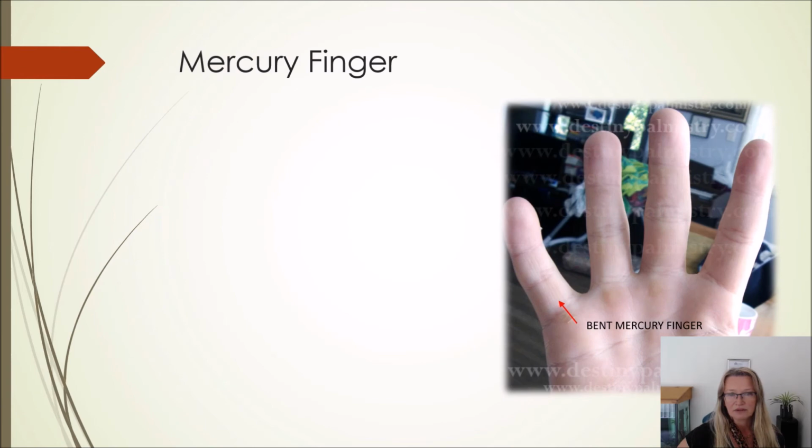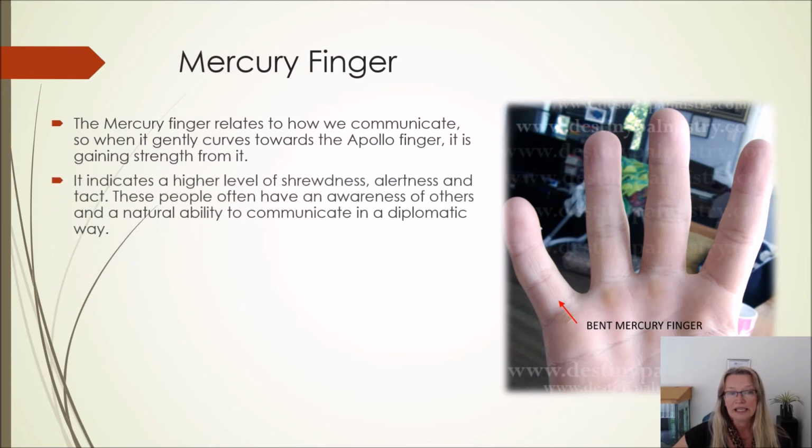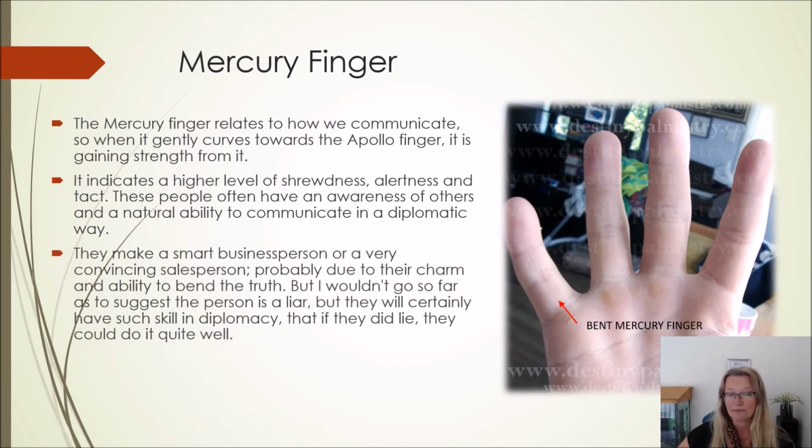Okay, now the last one, the bent pinky, the Mercury finger. That relates to how we communicate. So when it gently curves towards the Apollo finger, it's gaining strength from it. So it's not a bad sign. It indicates a higher level of shrewdness and alertness and a tactful way of speaking. These people do have an awareness of others and a natural ability to communicate in a diplomatic way.